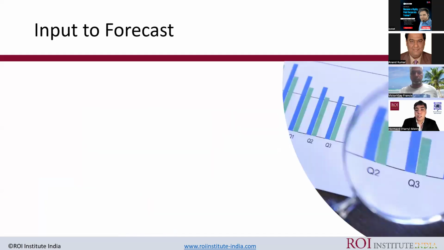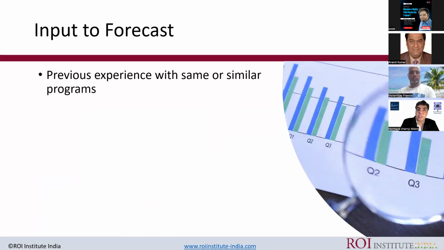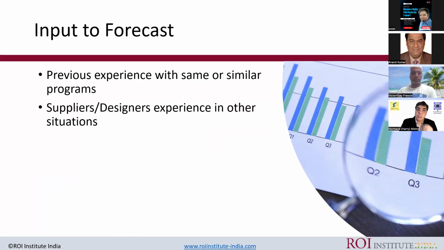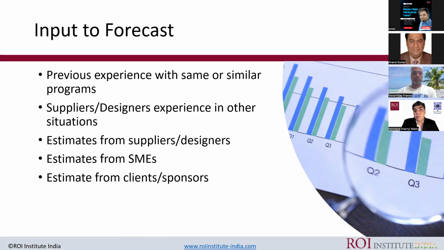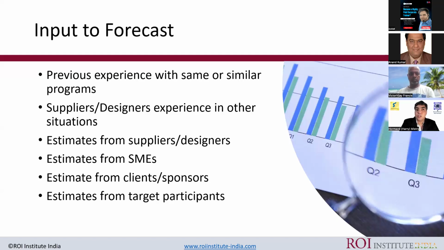Okay. Now, your inputs to forecast could be any previous experience that you have had with the same or similar programs. Your inputs could also come from suppliers or designers who have experience in similar or other situations. It could come from estimates that your suppliers or designers could provide. It could also come from estimates that your SMEs could provide. It could also be an estimate from your clients or sponsors. It could also be an estimate from your target participants. These are all estimates of the change that we expect from the program.